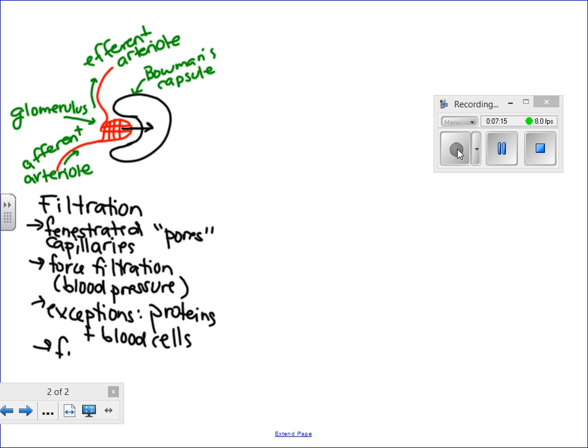Otherwise, the filtrate is like the plasma of your blood. It has the same substances in it. So if you had glucose in your blood, there will be glucose in the filtrate. If you had urea in your blood, there will be urea in the filtrate. The only two things that shouldn't be in the filtrate would be proteins and blood cells. They're too big.